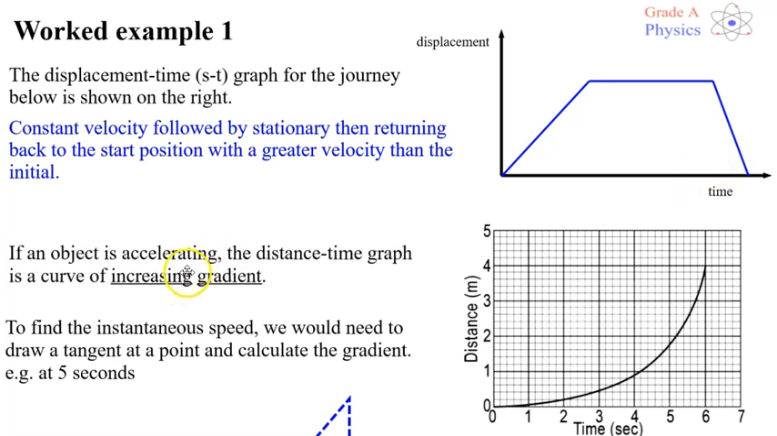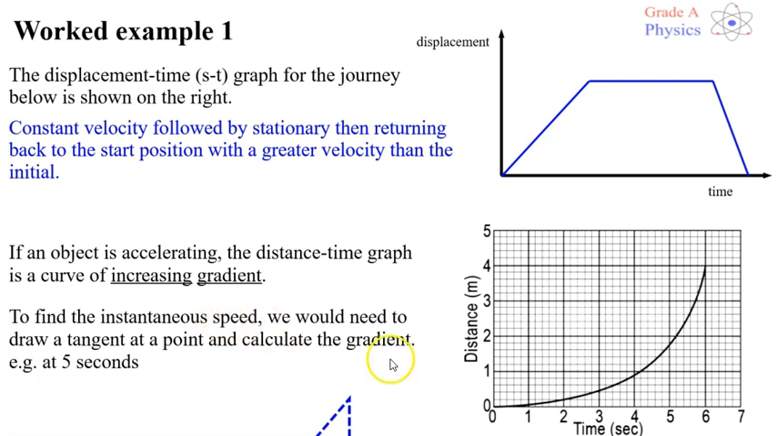Right, what about if we have acceleration? How do we draw that? So we can see here, this is distance time. It could be displacement time, it wouldn't make a difference in this case. We can see that the gradient is increasing. The line is getting steeper.